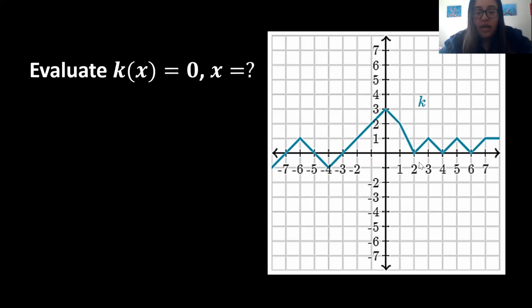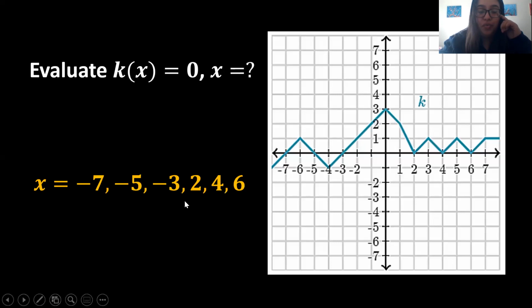Beautiful. Antoine, can you help us out with the positive x values? 3 answers. Can you tell us what they are? 2, 4, and 6. Beautiful. Great job. Awesome. Beautiful teamwork there. So we should have 6 answers: -7, -5, -3, 2, 4, and 6. Beautifully done. Okay, great work, everybody.